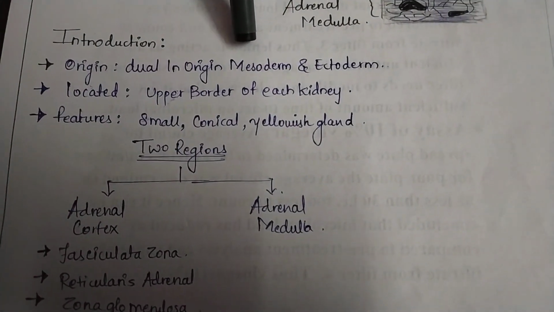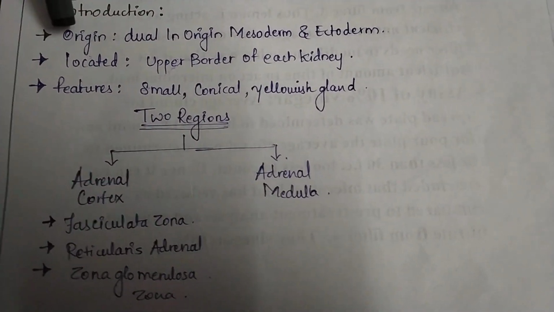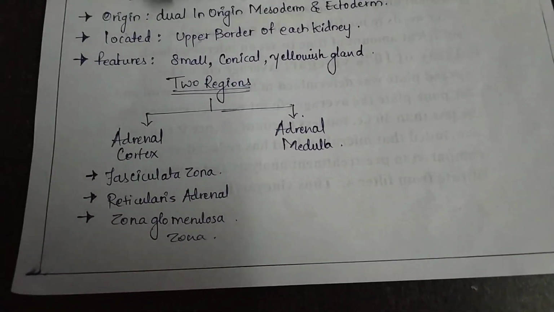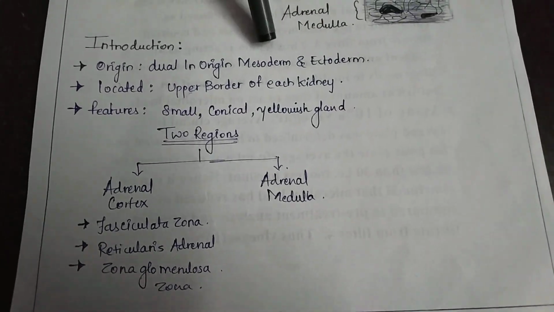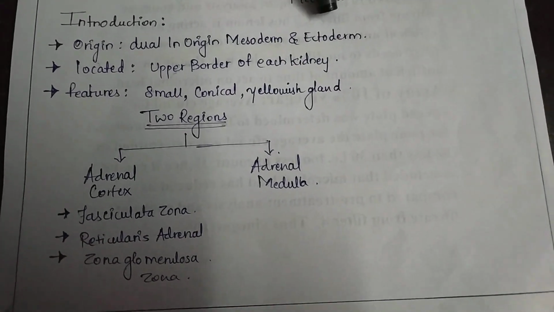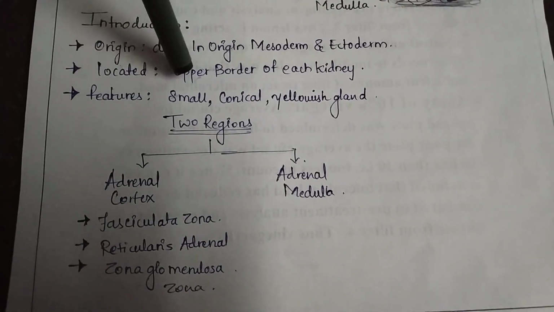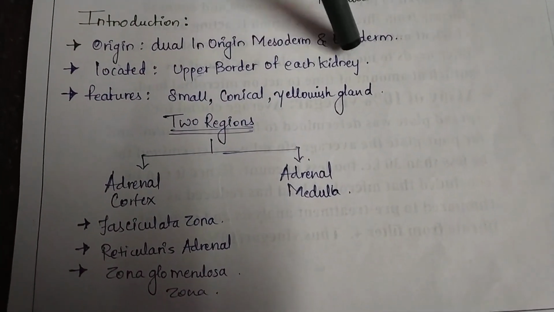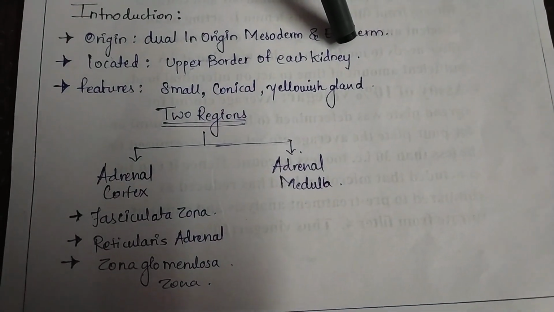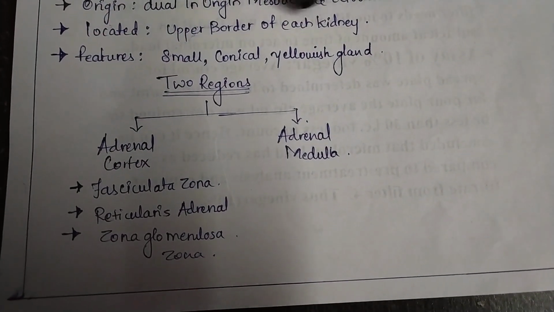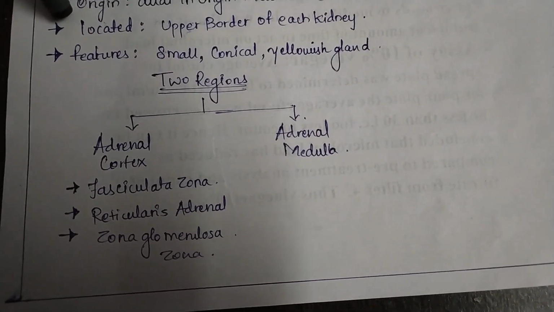Okay, there are two parts. We'll be dealing with them ahead. So right now you have to remember that the origin is dual, that is, they originate from mesoderm as well as ectoderm. Then there is location. Location is basically the upper border of each kidney. I told you it is a Santa Claus cap on the kidneys. Basically the upper portion of your kidney is covered with your adrenal gland.